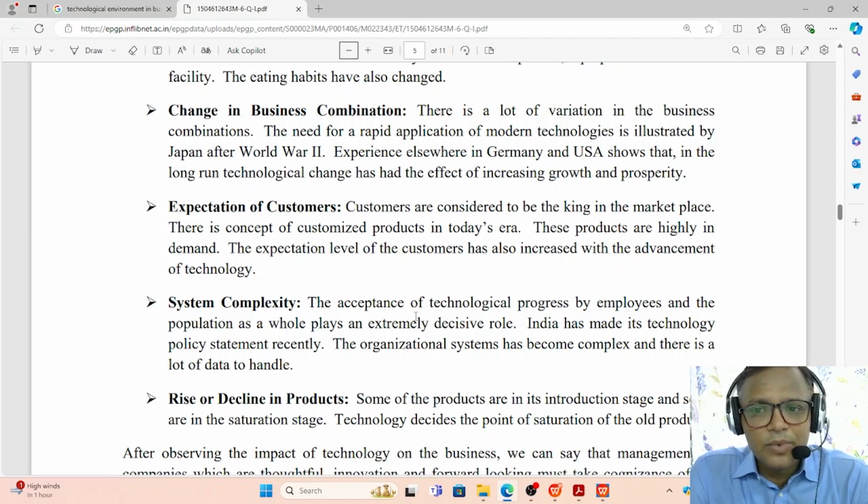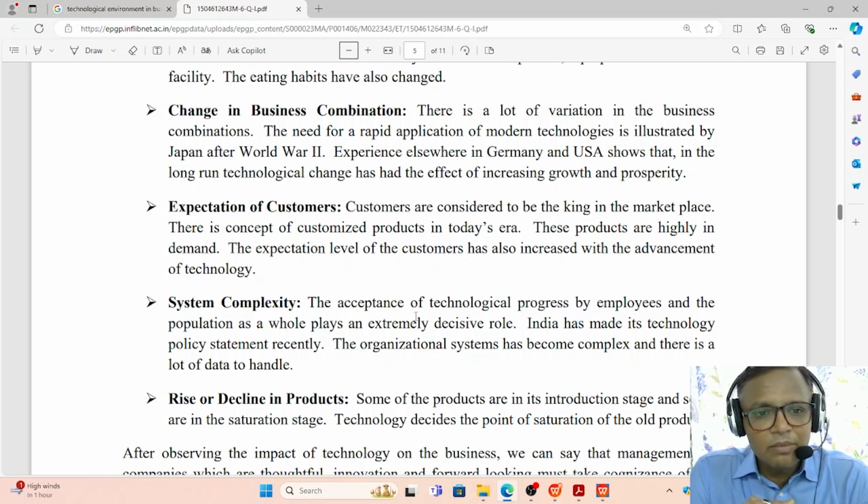Customers are considered to be king in the marketplace. There is the concept of customized products in today's era. These products are highly in demand. The expectation level of the customer has also increased with the advancement of technology.